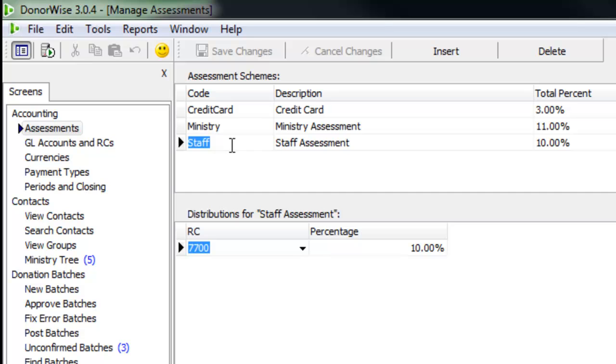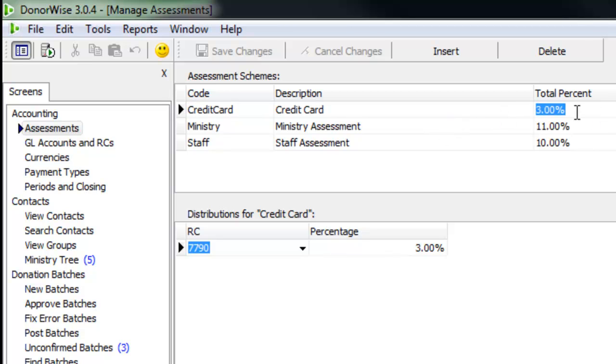One is for staff contributions, those that are given to staff members. This is a 10% assessment. The second is ministry assessment for ministry projects, and those are assessed at 11%. And we also have a special scheme called credit card that is 3%.